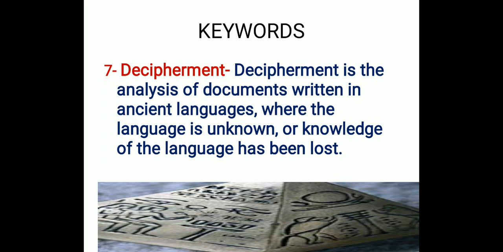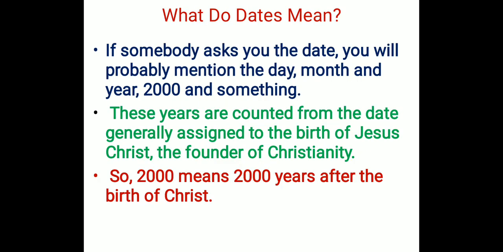What we do, then we match it with the known language, and we try to find out what is written on the document or the inscriptions. Now you understood what is decipherment. Let us recall once again. Decipherment is the analysis of documents written in an ancient language where the language is unknown or knowledge of the language has been lost.